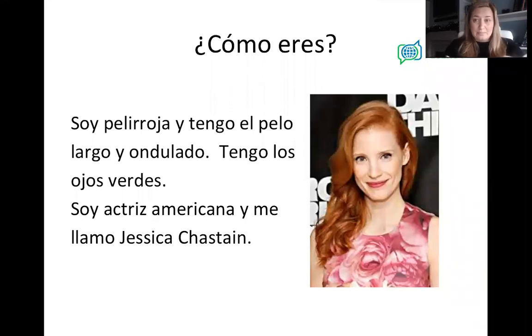Okay, so, soy pelirroja. It's a new one. It means redhead. I'm a redhead. Y tengo el pelo largo y ondulado. I have long hair, el pelo largo. Y ondulado, wavy. Okay, so liso, straight. Ondulado, wavy. Largo, long. Tengo los ojos verdes. Verde, green. I have green eyes. Soy actriz americana. Again, we've done nationalities. We may not know what actriz is, it may be new to us, but it means actress. Y me llamo Jessica Chastain.